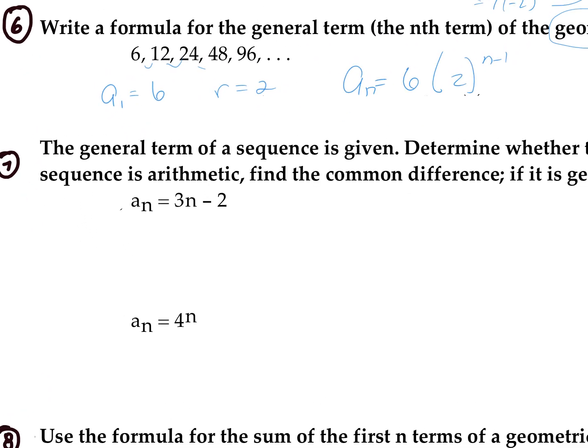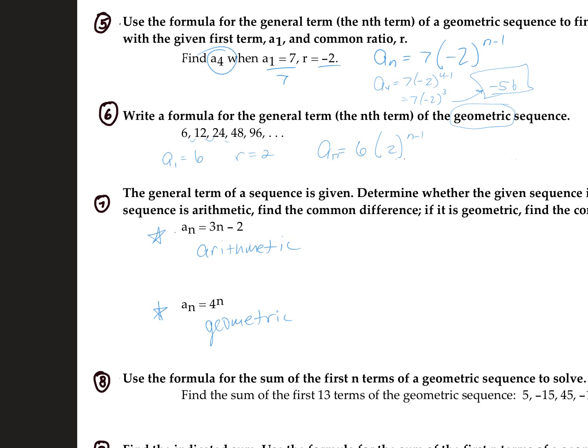All right, look at this one, number 7. What kind of a sequence is this? It's arithmetic. Just by looking at it, you can tell. It's written in slope-intercept form, but what does it not have? Doesn't have an exponent. What is this one? This is geometric because it does have an exponent. Good. All right, just make sure you guys see that.